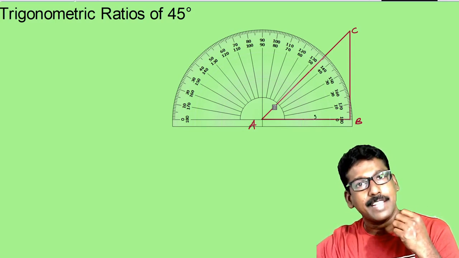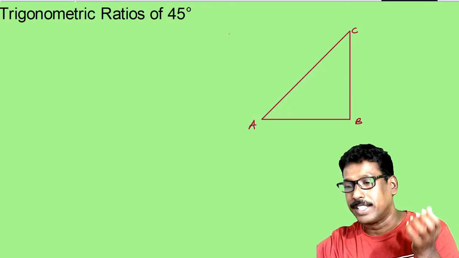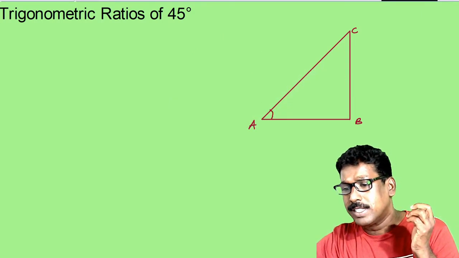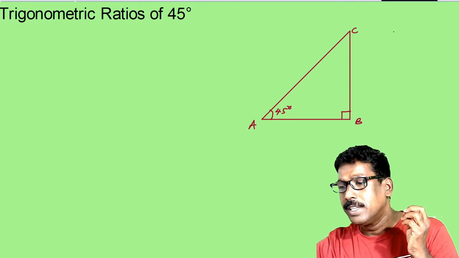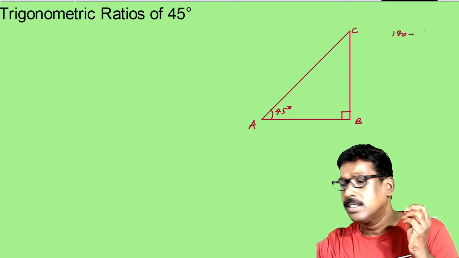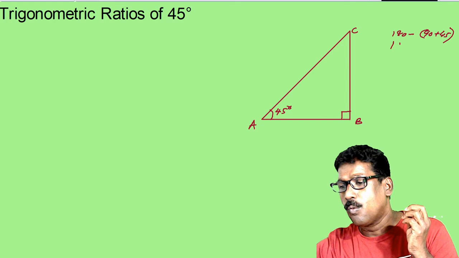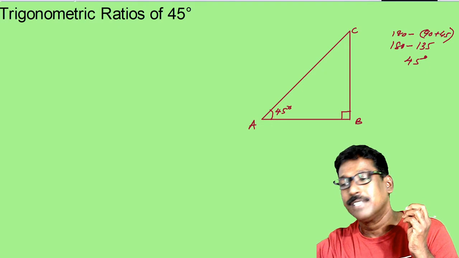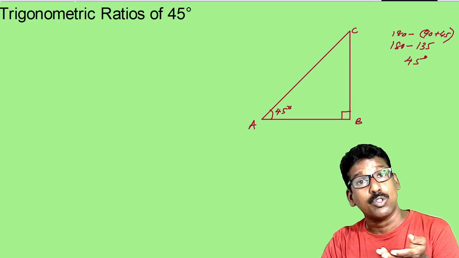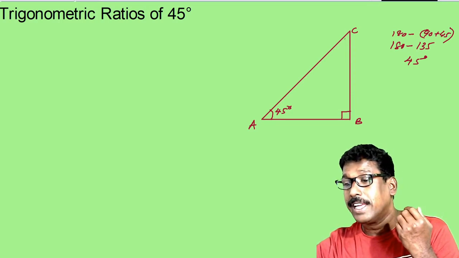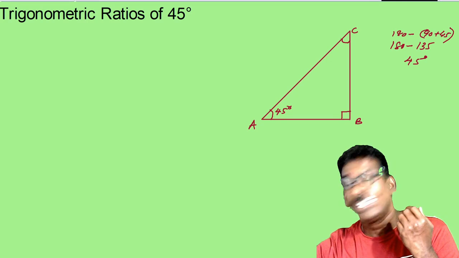Then can you say what is angle C? Sum of the angles of a triangle is 180 degree. So here you found this angle A is equal to 45 degree and angle B is 90 degree. That means angle C will be 180 minus 90 plus 45. That is 180 minus 135. That also you will get it as 45 degree. That means here angle A is equal to 45 degree, angle C also 45 degree. That means angle A and angle C are equal.